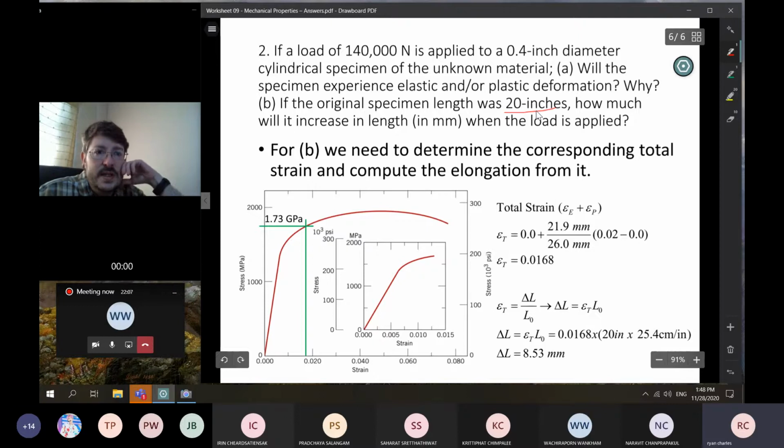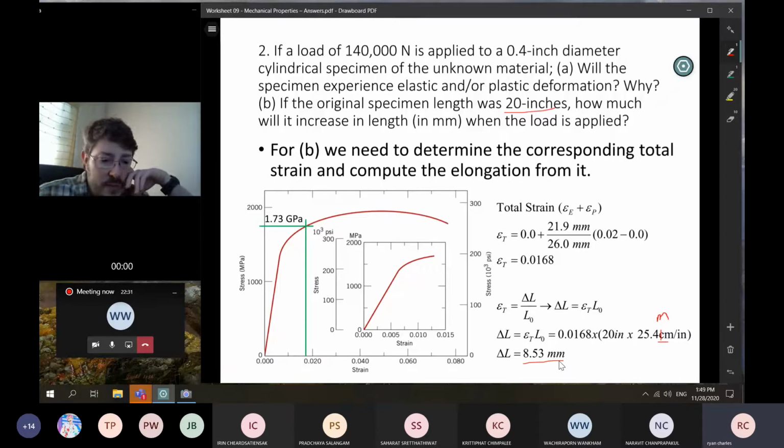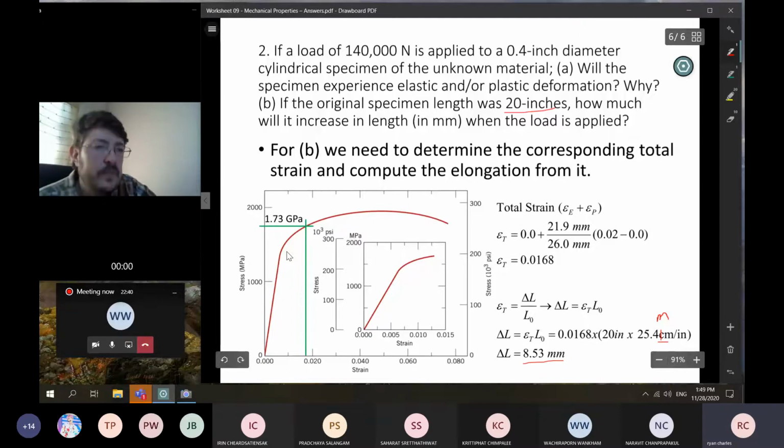We know that L naught was 20 inches. Convert that into millimeters. Oh, that's millimeters. That's not centimeters. That's a typo there. It's 25.4 millimeters to the inch. Typo, right? And we find 8.53 millimeters. If you just used Hooke's law, which a lot of us might just jump right into because we forgot its plasticity, you're gonna get maybe half of that. Right? You're just gonna calculate the maximum elastic deformation. All right. But you had to use the graph and find the total strain and use that to calculate delta L. Right, so it's about 8.5 millimeters.